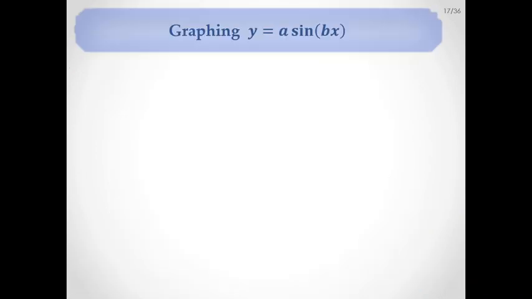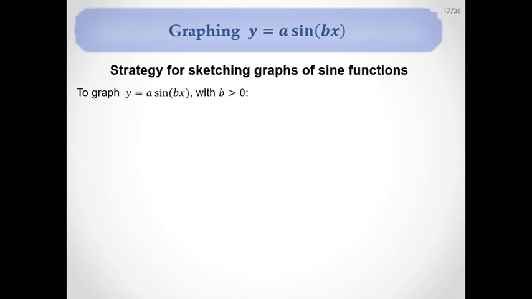Now graphing y equals A sine bx. Let's see the strategy for graphing such a function. We will assume b here inside is positive, because even if it's negative, you can take this negative out. Negative sine 2x, for example, is minus sine 2x. So we end up with b bigger than 0. So the minus sign is not an important issue. We can take it out.